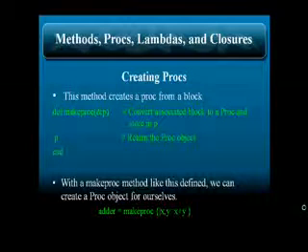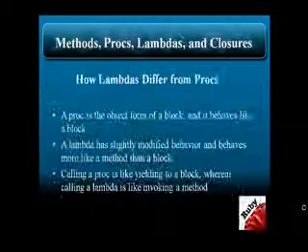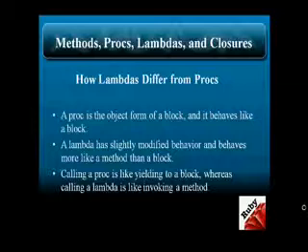Let's see how lambdas differ from procs. A proc is the object form of a block, and it behaves like a block. A lambda has a slightly modified behavior and behaves more like a method than a block. Calling a proc is like yielding to a block, whereas calling a lambda is like invoking a method.